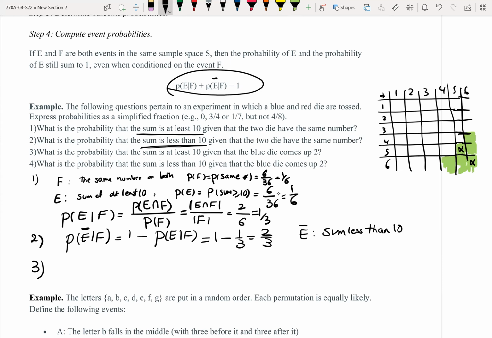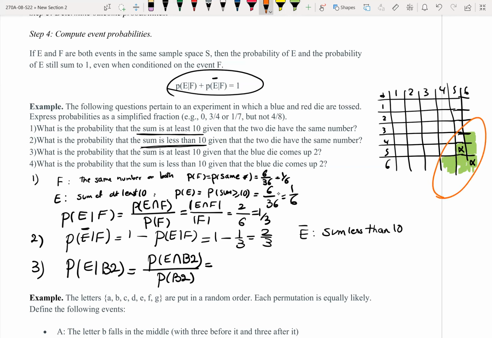Move on. The third one, what's the probability that the sum is at least 10 given the blue die comes 2? At least 10 was part E, blue die is 2. At least 10, so that means this piece right over here. Does it have any case that the blue die is 2? It's impossible, so it's 0.